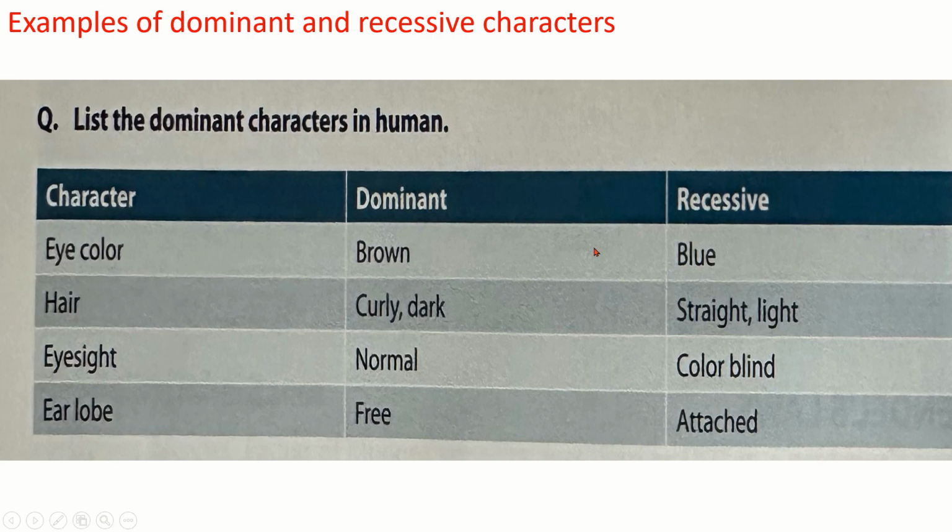So these are a few dominant characters in humans. If you see the eye color, brown is dominant, recessive is blue. So rarely we see this. If you see the hair, curly dark is dominant, straight and light is recessive. Rarely we see this. Eyesight, normal, so everyone has normal vision. Color blindness is recessive. And earlobe, it is free and here it is attached.